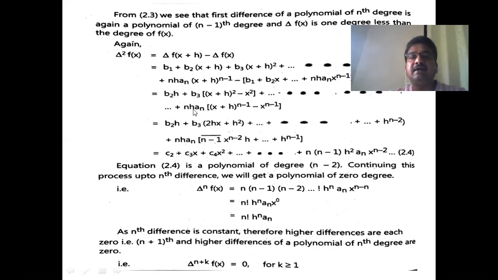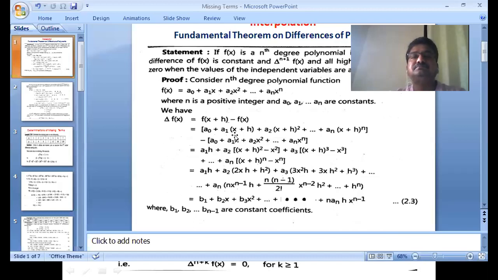What is the n hn term, and the simplification of this bracket? The first term is x raised to n minus 1, and this x raised to n minus 1 becomes 0. Then the next term is x raised to n minus 2, its coefficient is n minus 1, into h. This is by using the binomial theorem, the expansion of (x plus h) raised to n minus 1. Plus and so on, the last term is h raised to n minus 1. So this is the expansion of this term.